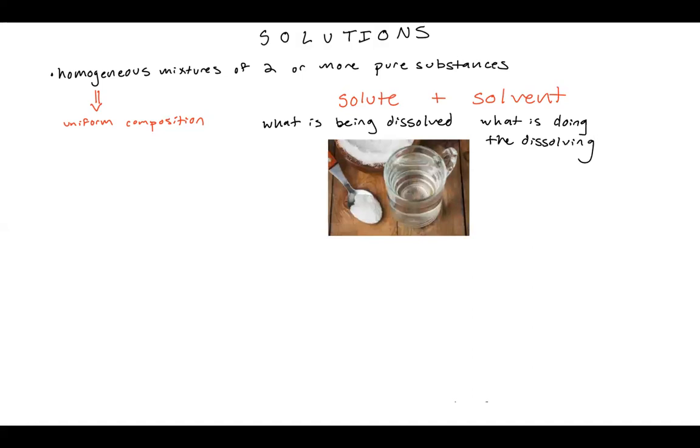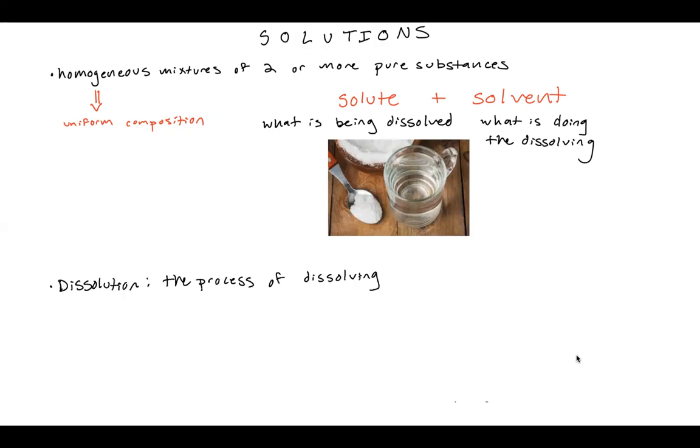So for example, what if we made salt water? What if we had some salt and water? Take a second to think about that. What would be our solute and what would be our solvent? Okay, so our salt is what is being dissolved. So that would be our solute. And the water is doing the dissolving. So that's the solvent. A little trick, most of the time, your solid is the solute and the liquid is the solvent. But do make sure to ask yourself those questions.